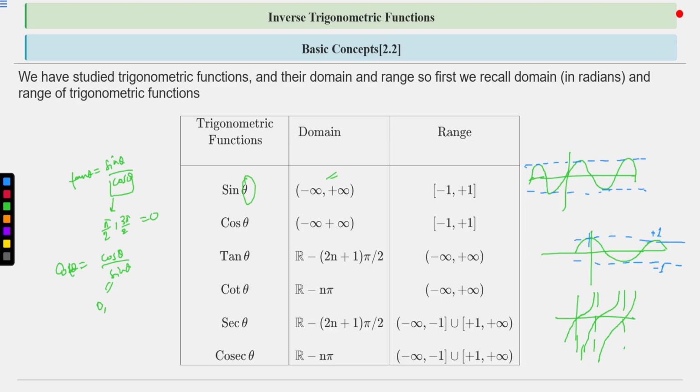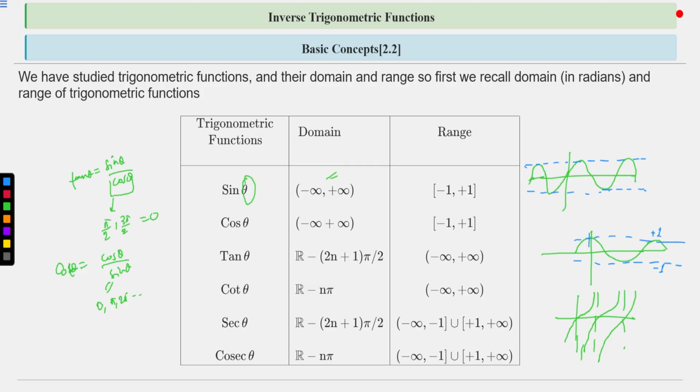So cot theta is cos theta upon sin theta, right? And sin theta will be 0 at 0, pi, 2 pi, like that. So the value of cot theta will not be defined. Therefore, we can say that the domain of cot theta is all real values except multiples of pi, right? And the range of cot theta will be from minus infinity to infinity.